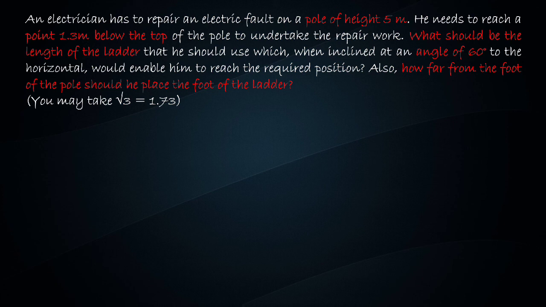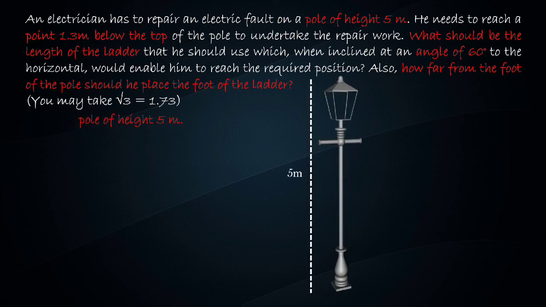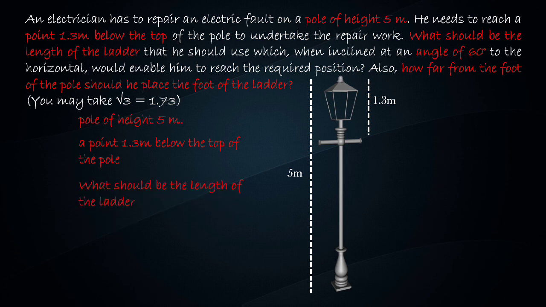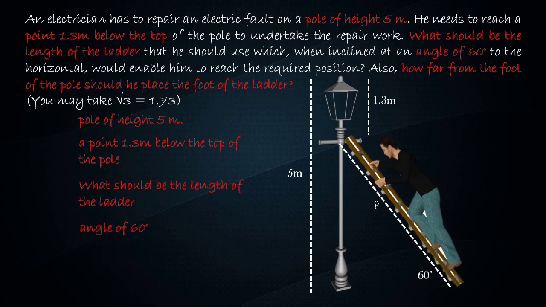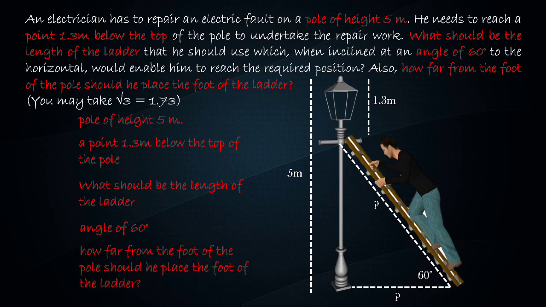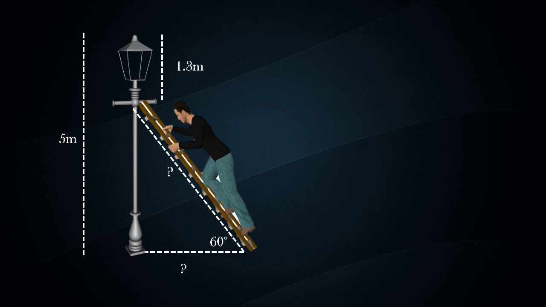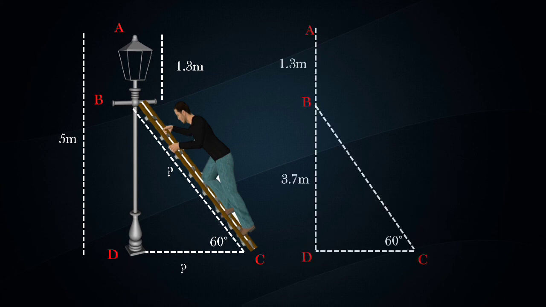Taking all these points, I've tried to put it in the form of a picture. The pole is of height 5 meters, and where they have to reach is 1.3 meters below the top. So the highest point is over there and you have to reach 1.3 meters below. Then the length of the ladder is something that needs to be known. The angle is 60 degrees and this distance is also something that we need to find. I hope the picture has made it much clearer what we are trying to solve and find out. Now this picture is a little too fancy, so I'll change it to a normal mathematical diagram.